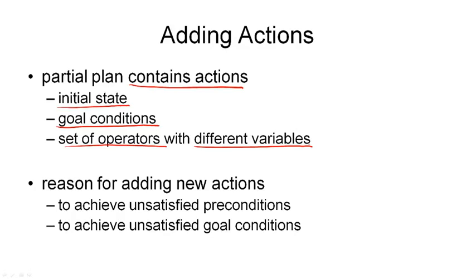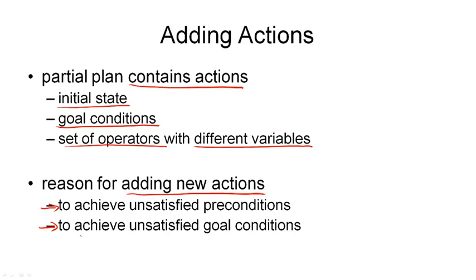But I've already talked about the least commitment principle in planning, and that means we only want to introduce new actions into our plan for a good reason. And the two reasons we have for adding new actions to a plan can be that we have an unsatisfied precondition in our plan that we still need to achieve, so there's another action that has a precondition that is not supported anywhere. Then we may add an action that has that precondition as an effect. Or the second case is that we have an unsatisfied goal condition that we still need to satisfy, and we may use an effect of a newly added action to satisfy that goal condition.